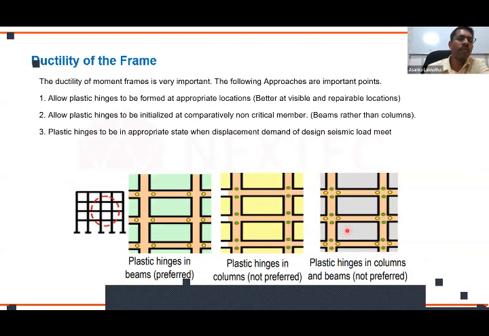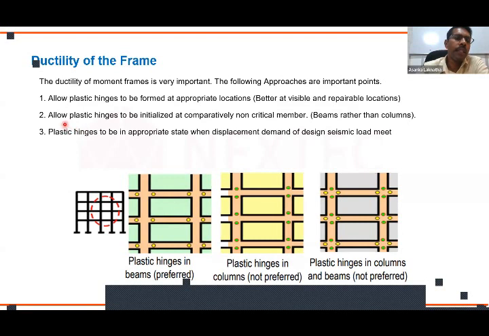So, elaborating a little on the ductility of frames, the ductility of moment frames is actually very important. Why? We have to allow plastic hinges to be formed at appropriate locations. As discussed earlier, we discussed the formation of plastic hinges. We can see in the first diagram, this is the part of the frame which shows the hinge location. This first diagram shows the favorable location of hinges in a frame, because the hinges form in the beams, which is better, at visible and repairable locations.